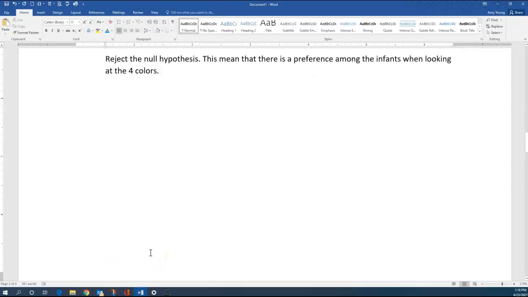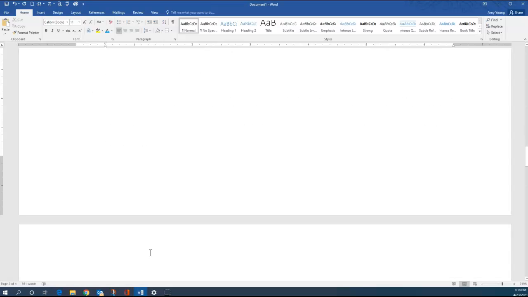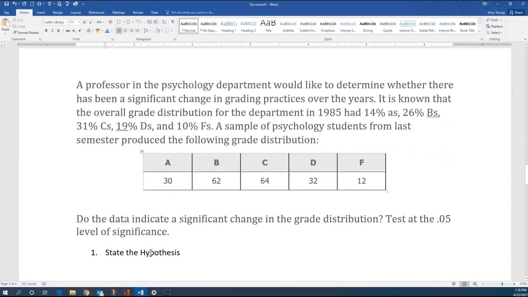So I have another example for you. That one we had even preferences. On this next one, we are not going to have those nice even preferences. So this says a professor in psychology department would like to determine whether there has been a significant change in the grading practices over the year.